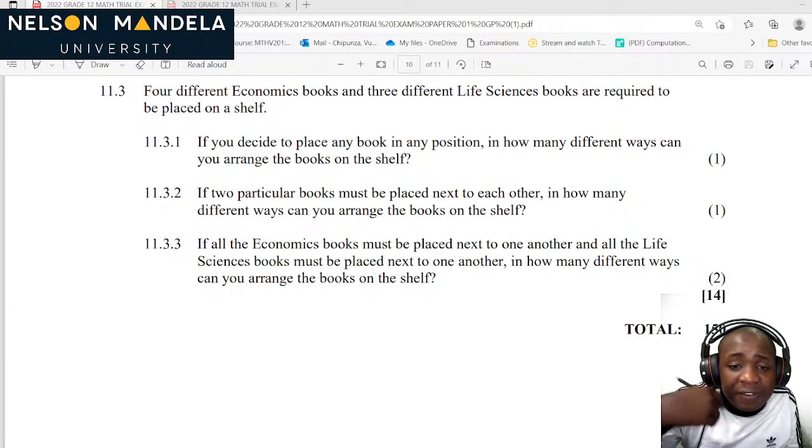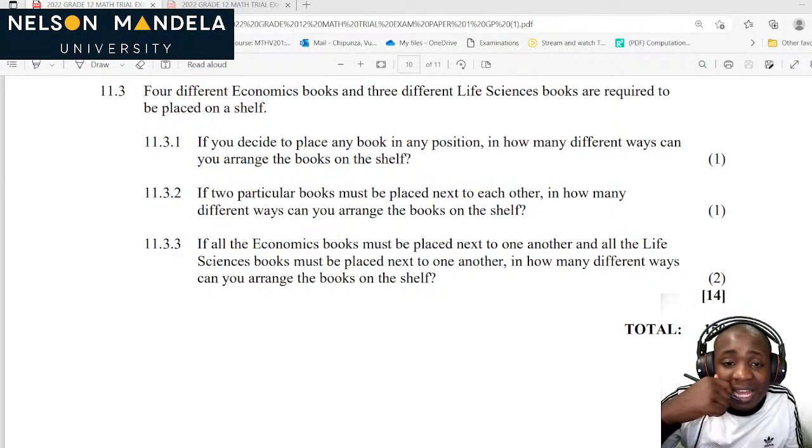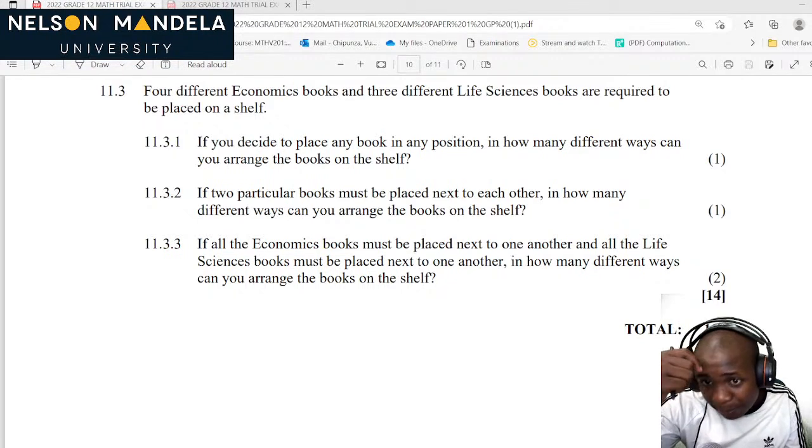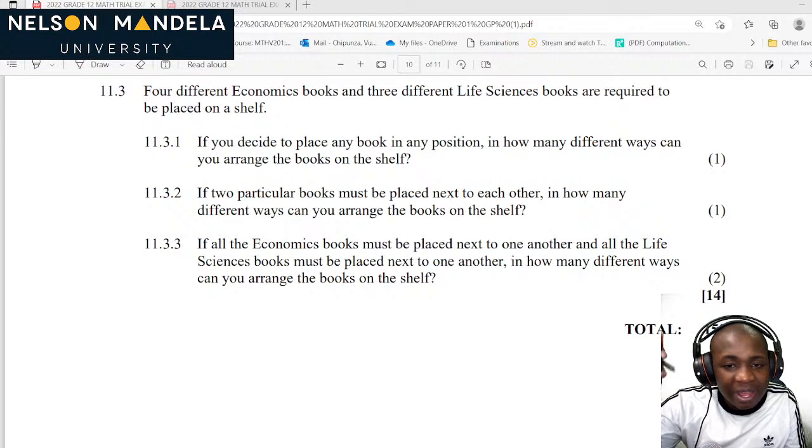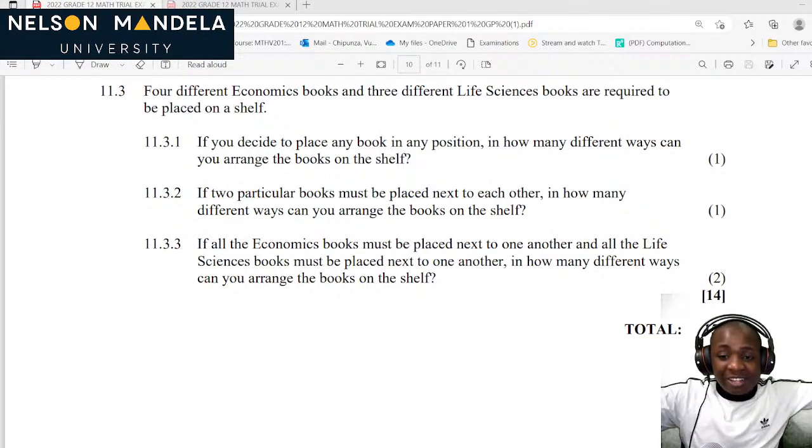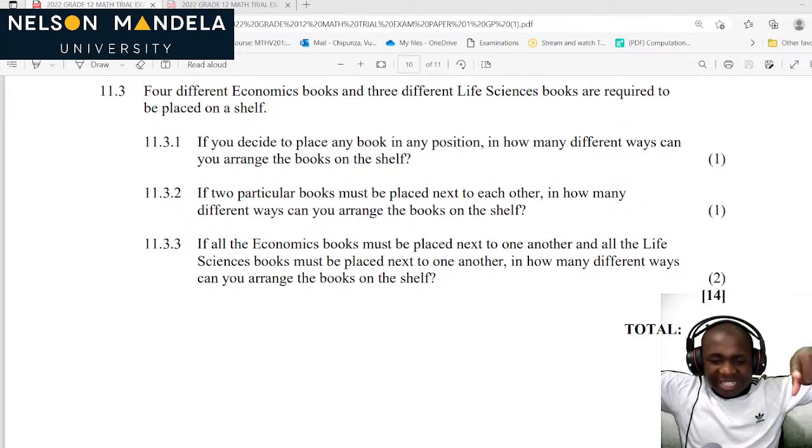11.3. Four different economics books and three different life science books are required to be placed on a shelf. So 4 plus 3 is 7. Now, if you decide to place any book in any position, in how many different ways? So now we are looking at permutations, which is great for probability.